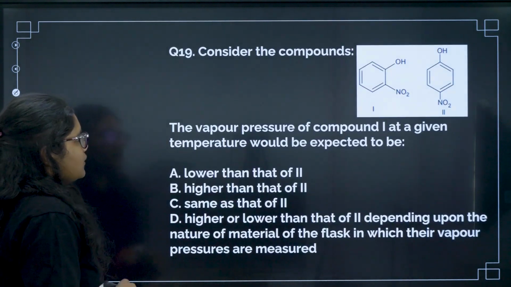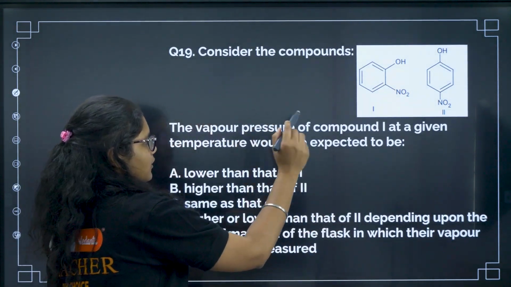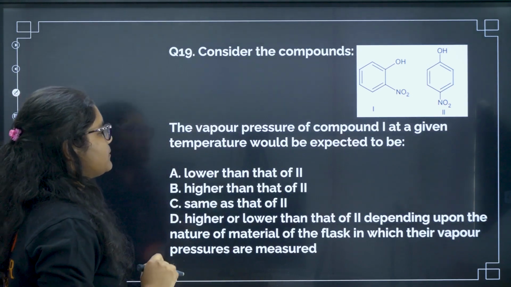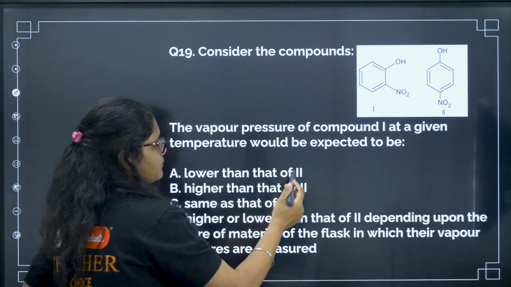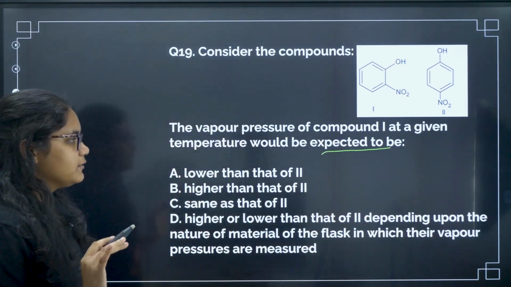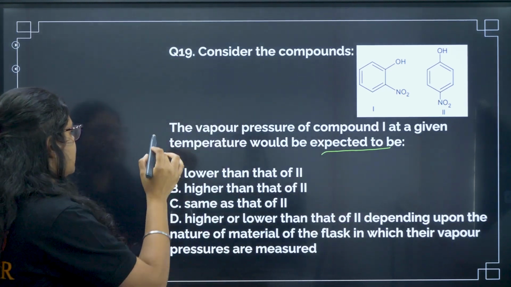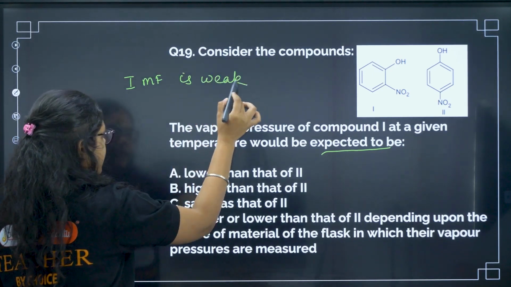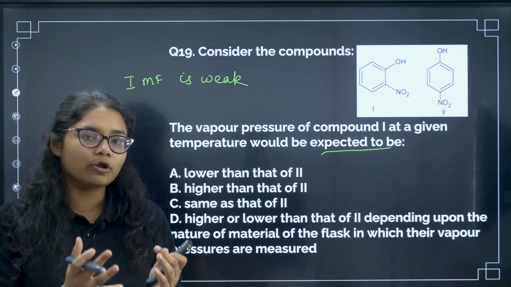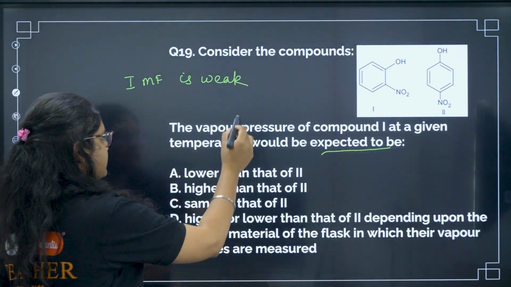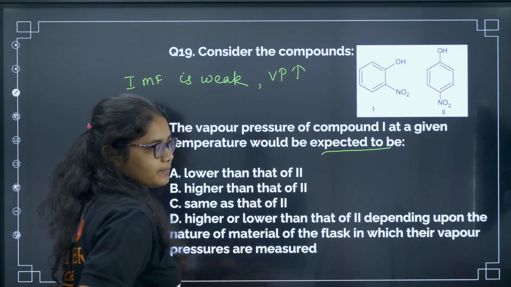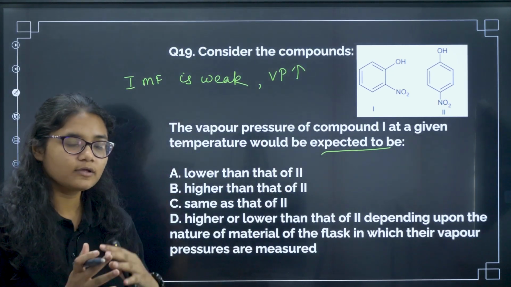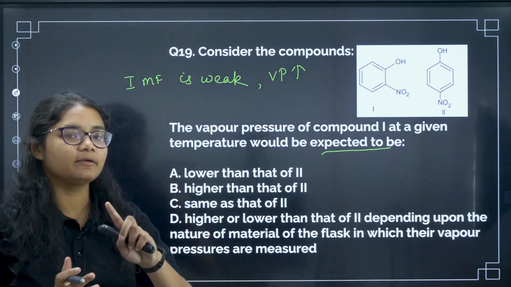Okay, next, consider the following compound. We have one substitution in the ortho position, another substitution at the para position. The vapor pressure of compound 1 at a given temperature would be expected to be. Now you see here, vapor pressure depends on what? If the intermolecular forces are weak, then the molecules can easily go to the vapor phase. That means vapor pressure will increase, right? Now if it is opposite, if the intermolecular forces are very strong or the packing is very strong, then they cannot go to the vapor phase easily and the vapor pressure will decrease.